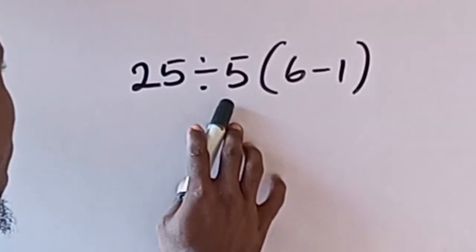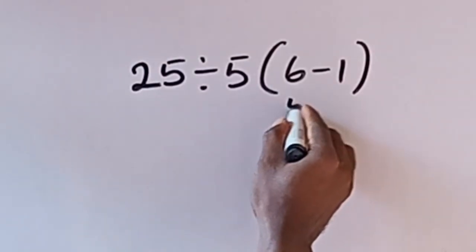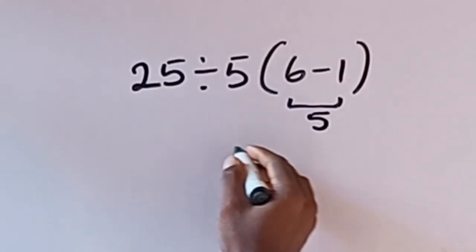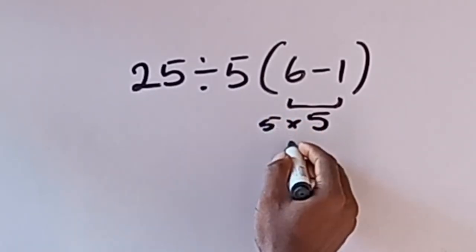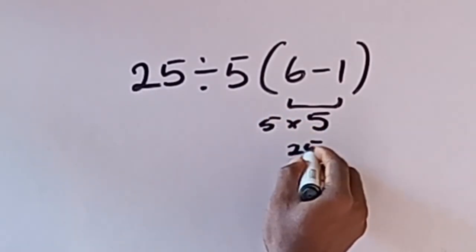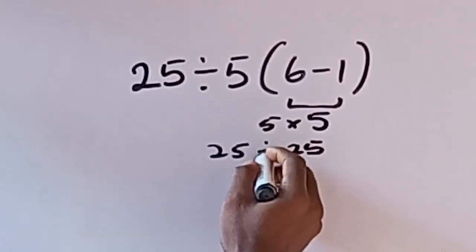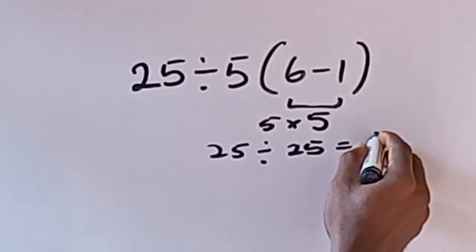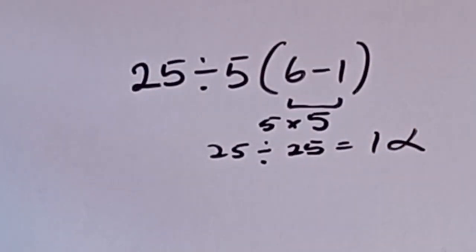25 divided by 5 times (6 minus 1). 6 minus 1 will give us 5 times 5. This will give us 25. 25 divided by 25 is equal to what? 1. But this answer is not correct.